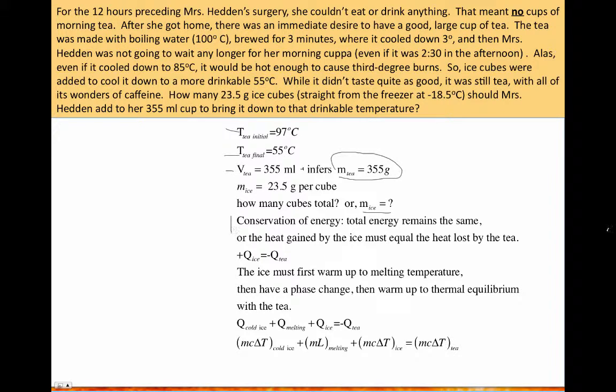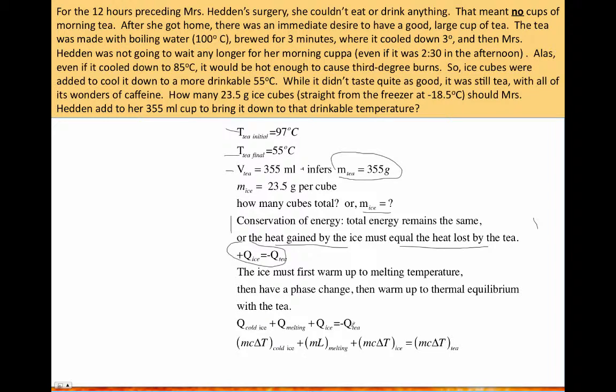Conservation of energy says the total energy must remain the same. So the heat gained by the ice in the melting must equal the heat lost by the tea. Or, to put it like that, the positive Q ice must equal the negative Q tea. But it's a little more complicated. The ice must first warm up to melting temperature, then have a phase change, then warm up to thermal equilibrium with the tea, per the zeroth law of thermodynamics.